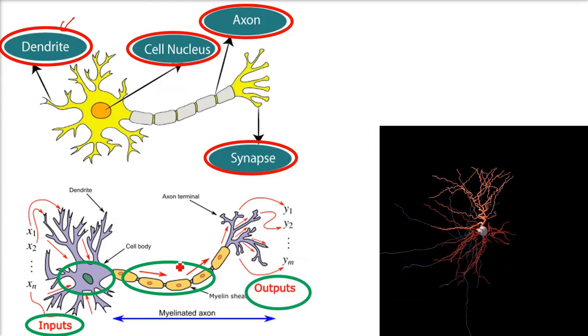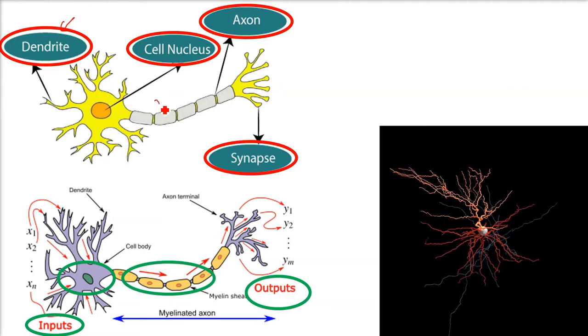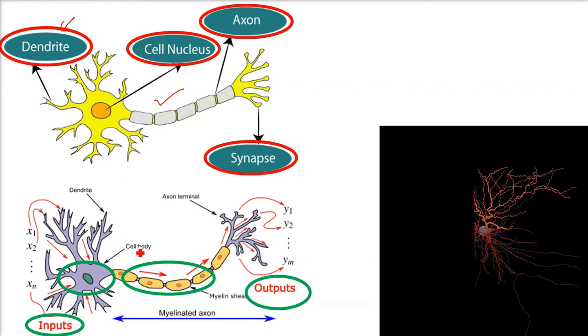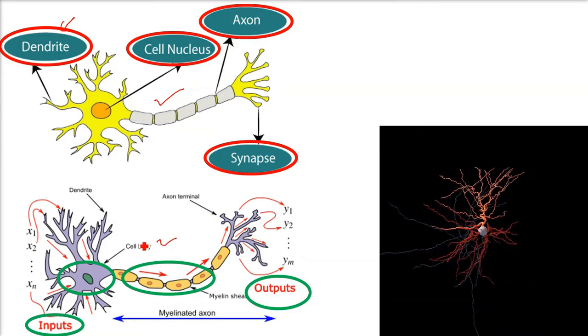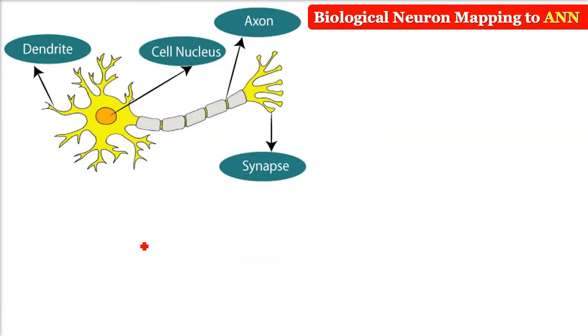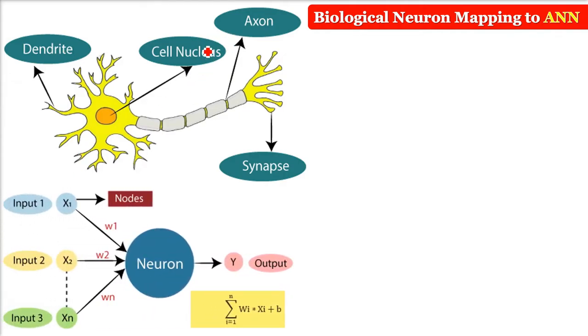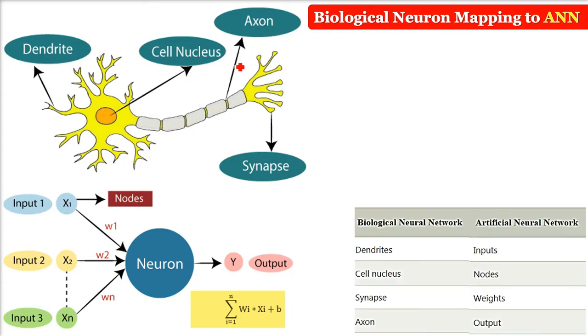So now we are ready to emulate the biological neural network with an artificial neural network. Remember what we just decided. What will be the dendrites? They will be the inputs. So let us see here. The cell nucleus will be the nodes, the synapses will be the weights, and the axon will be the output. That is, dendrites are inputs, cell nucleus is nodes, synapse is weights, and axon is the output.